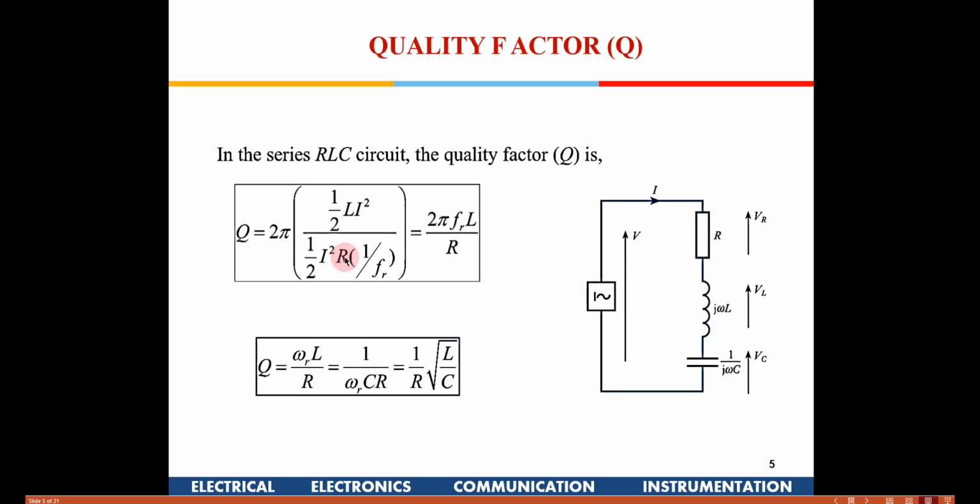the power. Now if I have to find out the energy, I have to divide it by the frequency, right? Because that is power. Power is what? Energy per unit time. So now if I have to find out the energy, I have to divide by the frequency Fr. So the bottom one is the energy which gets dissipated as heat. This is the energy which gets stored in the inductor per cycle into 2 pi. So you get the formula for computing Q of this circuit as 2 pi Fr L divided by R. Okay, this Fr is the resonant frequency.